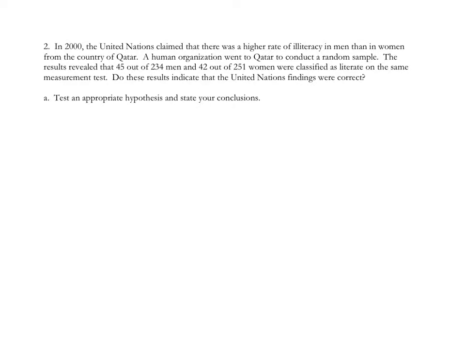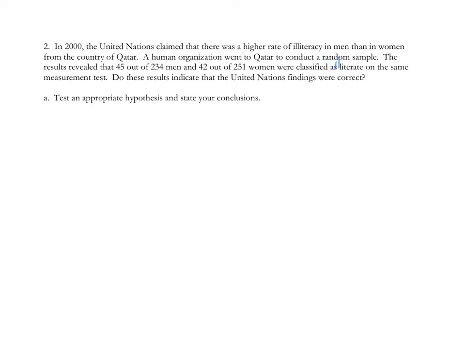In 2000, the United Nations claimed that there was a higher rate of illiteracy in men than in women from the country of Qatar. Fun fact, it is the world's richest country. A human organization went to Qatar to conduct a random sample. The results revealed that 45 out of 234 men and 42 out of 251 women were classified as, that should say, illiterate on the same measurement test. Do these results indicate that the United Nations findings were correct?